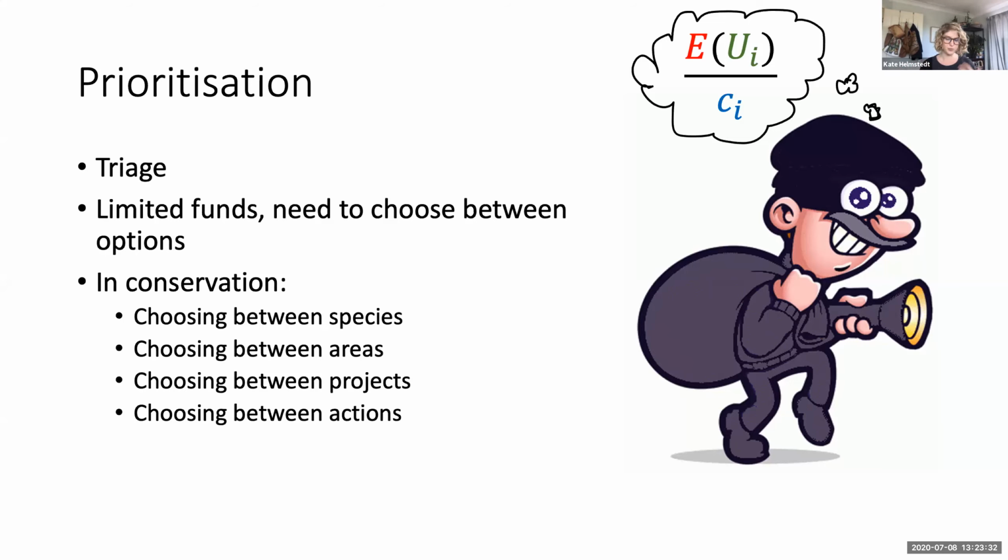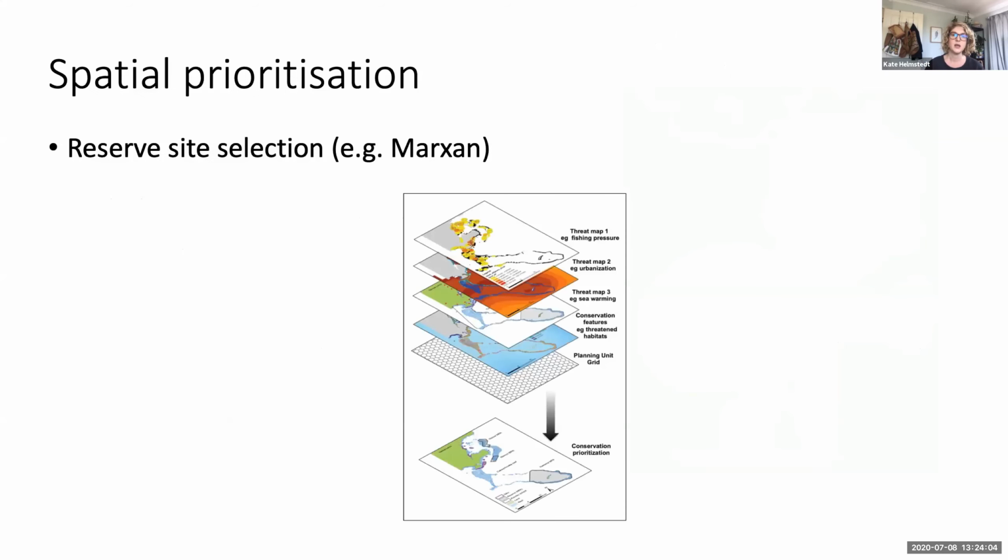This is a really well explored problem mathematically. There are a lot of different ways to frame the problem. There are a lot of different ways to solve the problem, and that's increasing as we get better computers that can solve bigger problems. And we've been borrowing from this knapsack problem for biodiversity conservation for quite a while. So in conservation, we'll hear prioritization and triage used for things like choosing between species, choosing between areas, sometimes choosing between projects or choosing between actions. So this is a well-established space.